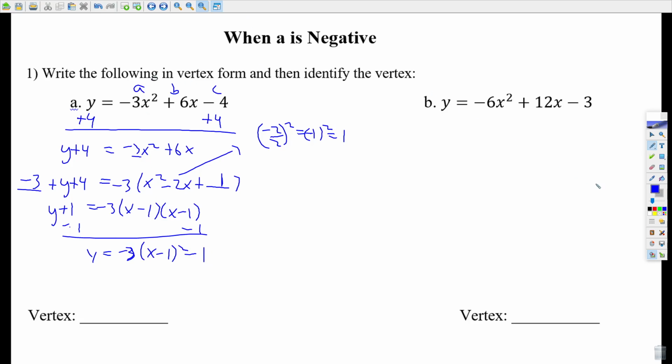A lot of negatives on that one. Also, if you remember the number out front here, this -3, that's going to tell you that it is a sad face parabola. And in this case, what is our vertex? That would mean we would be going to the right one, so positive 1, and then down 1, -1.